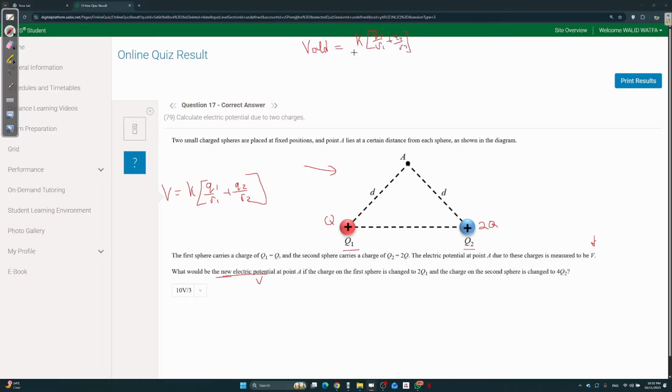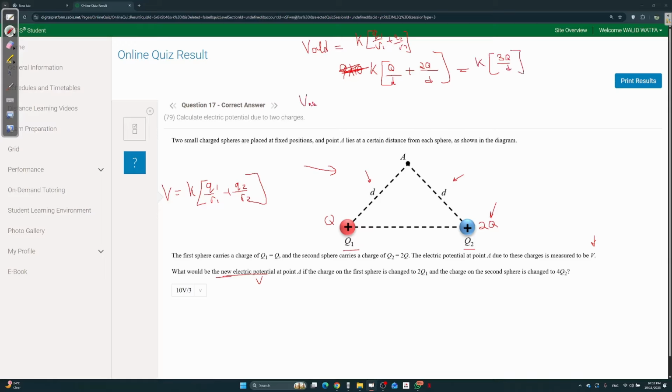Now, obviously K is just 9 times 10 to the power of 9. I'm just going to keep it as K, okay? Q1 is Q, right? Over R1, which they gave to us as D, plus Q2, which is 2Q, over R2, which is also given to us as D. Now, we're going to common denominator. This D and D is already a common denominator, so we can add these up. You're going to get K times 3Q over D. So this is V old.